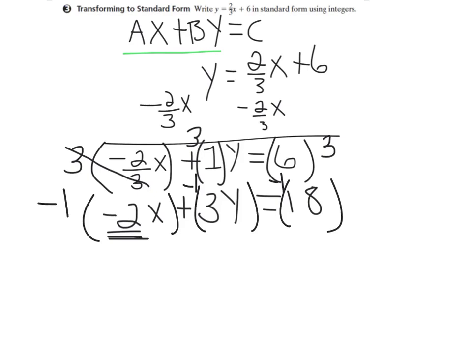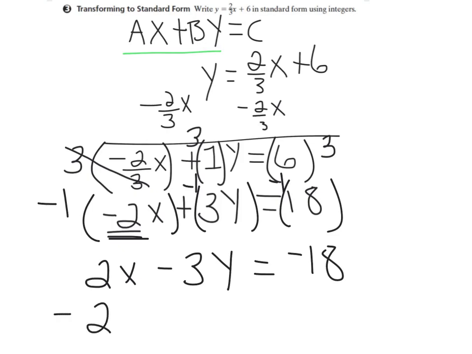So a negative times a negative becomes a positive, so we're left with 2x. Now here's where the difference starts to come in. We have this negative 1 times 3, so that gives us the minus 3y. And then the 18 times negative 1 gives us negative 18.